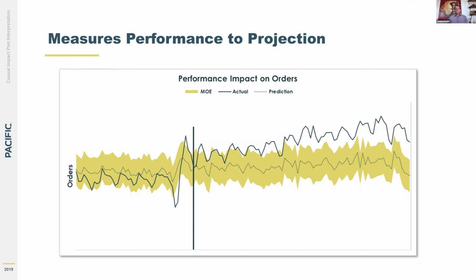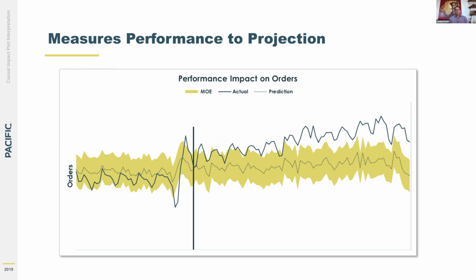So in this very simple view, as we can see after that event date, our actual performance trended above not just the prediction, but it trended above that margin of error. And this gives us the confidence that this performance was not due to chance. So that's causal impact at a base level.